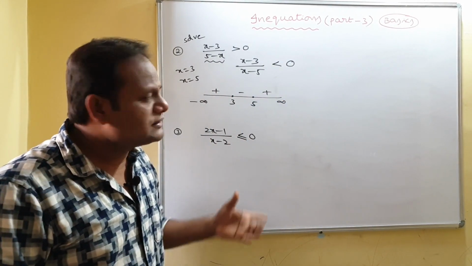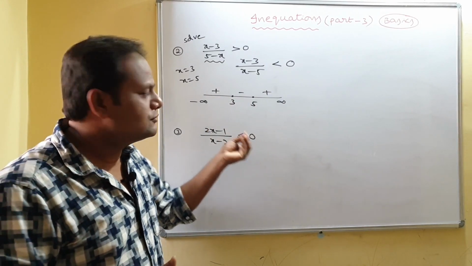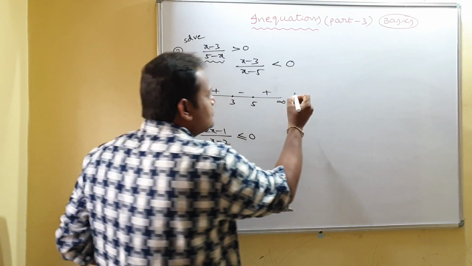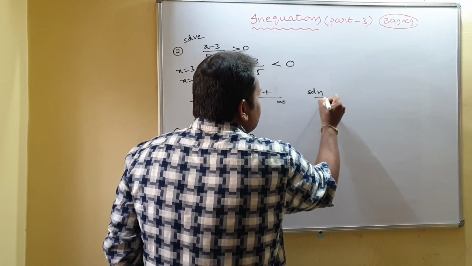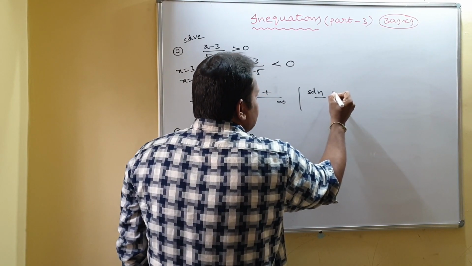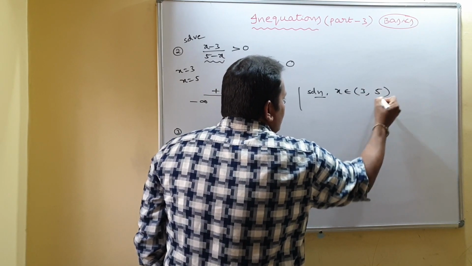What are they asking? They are asking less than 0. Less than 0 means is it positive or negative? Yes, it is negative. So where it is negative? Between 3 to 5. So solution, that is, what is that? x belongs to open interval 3, open interval 5.